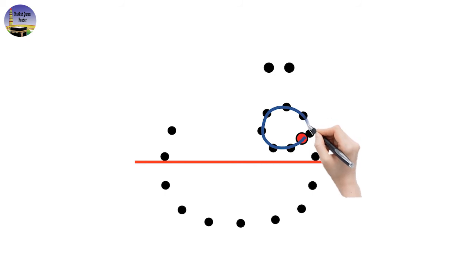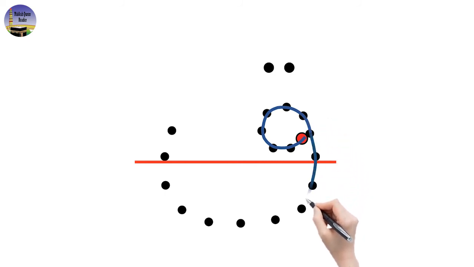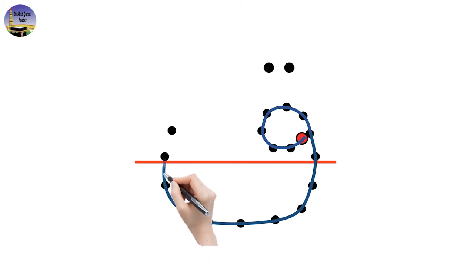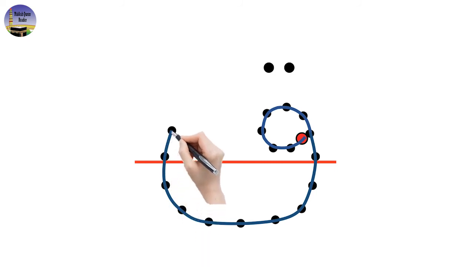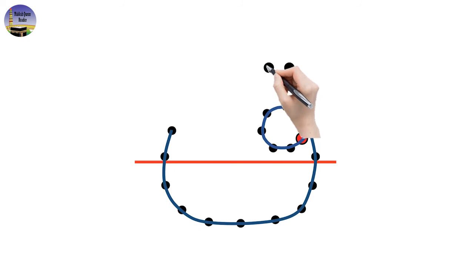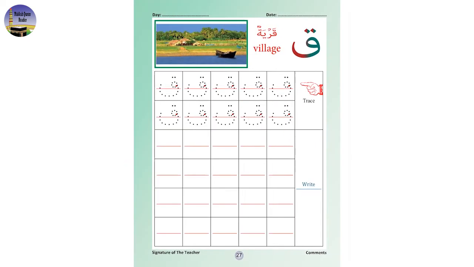Make a small circle above the line. Then go down. Make a big half circle. And put 2 dots above the letter. Qaf. Qaf for qaryatun. Qaryatun means village.